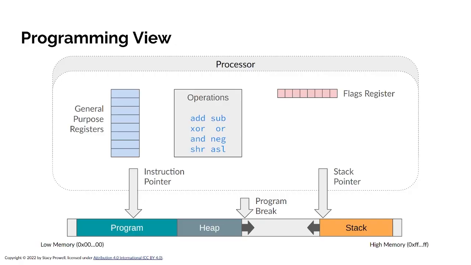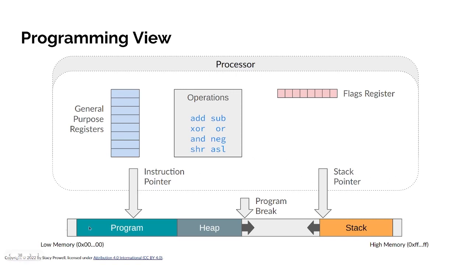Instruction set architecture, ISA. Here's the programming model for you working with assembly. And you'll see this again and again. So up here at the top, we have the processor. The processor provides some stuff. It provides the general purpose registers that we've seen already, like RAX and RBX. It provides operations, add, sub, and so on in here. And it has a flags register. In addition, it maintains an instruction pointer and a stack pointer.